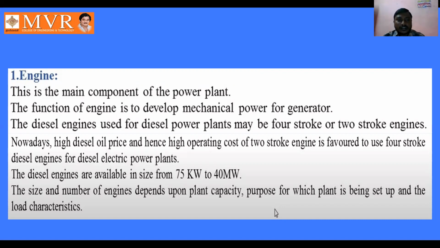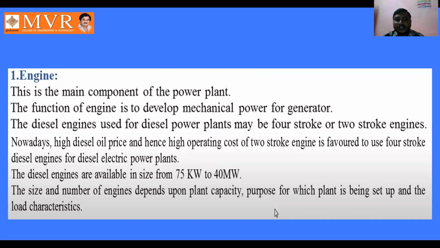See here, the diesel engines used for diesel power plants may be 4-stroke or 2-stroke engines, which we have studied in previous classes, how they work. In diesel engines, both 4-stroke as well as 2-stroke engines are used. Nowadays, because of high diesel oil price and hence high operating cost of 2-stroke engines, it is favored to use 4-stroke diesel engines for diesel electric power plants.